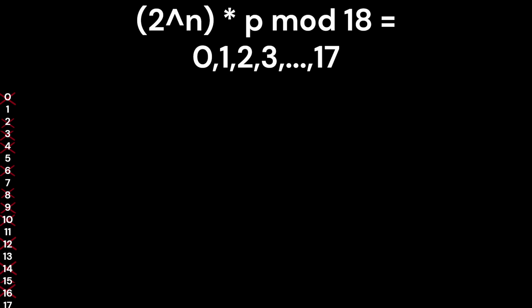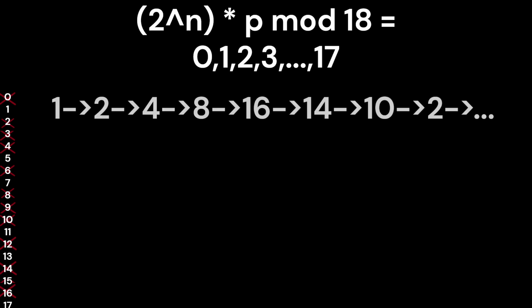0 has actually already been covered by the idea that 2 and 3 can't be divisible. That's because if p mod 18 is equal to 0, but 18 is divisible by 2 and 3, and we know that the prime factorization of our number in our world cannot contain 2's and 3's. So 0 is also eliminated. So let's start at 1.